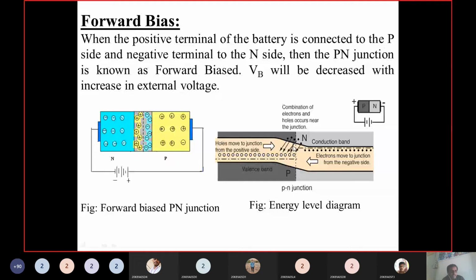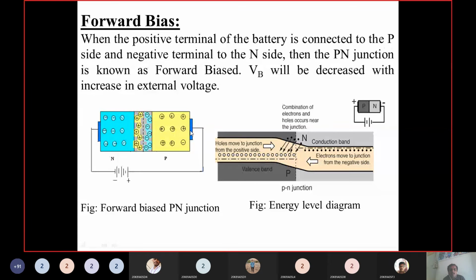In forward bias, the majority charge carriers in the conduction band are electrons. If it is connected in forward bias, those electrons will diffuse from this conduction band to the p-type conduction band. That's why it acts like a conductor in forward bias.